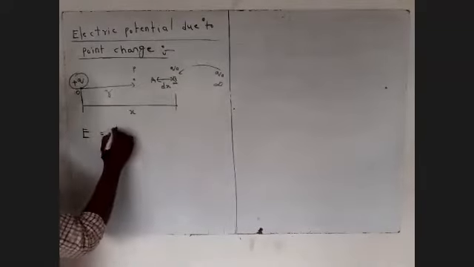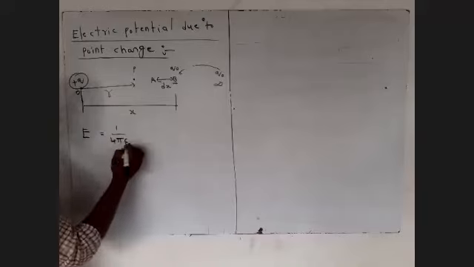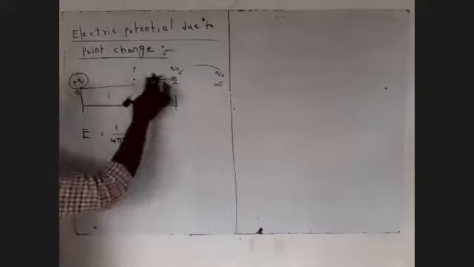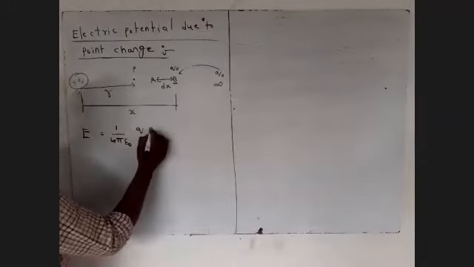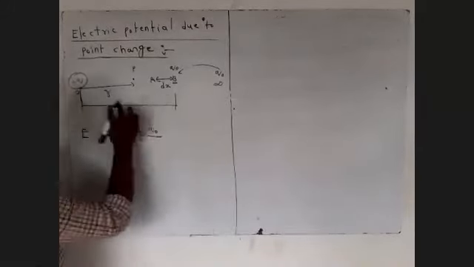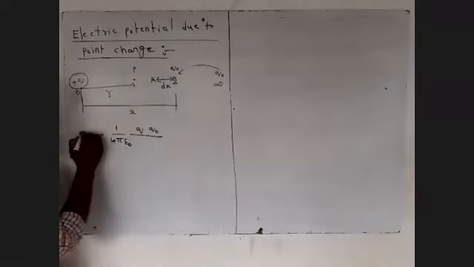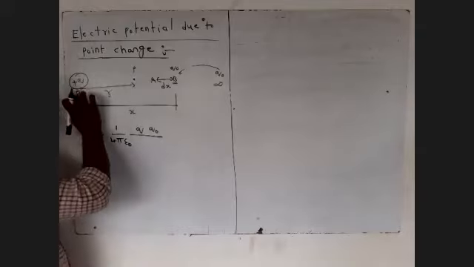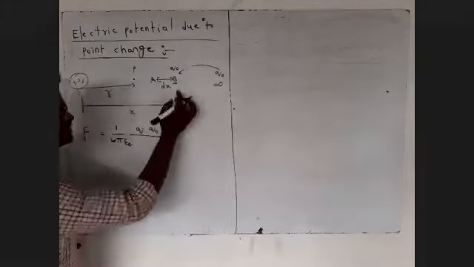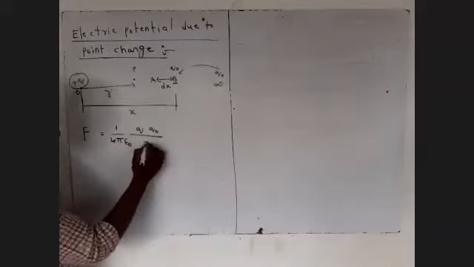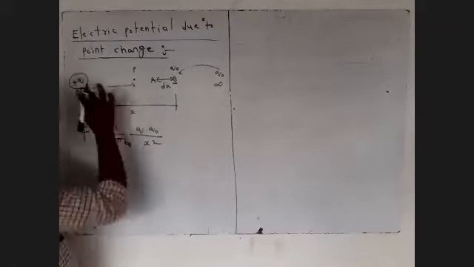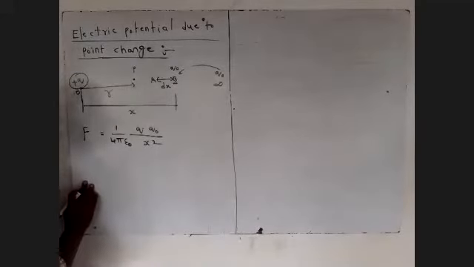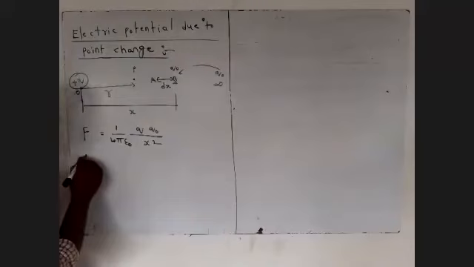Electric field depends on the medium between the two charges. This is Q, this is Q naught, and this is the distance between them. First I'm going to calculate the force. Coulomb's inverse square law applies between the points. This is a source charge, and this is a point charge. The distance between the two charges is x. Charge Q1 is taken as Q, and Q2 is taken as Q naught. This is the force we are going to find out here.